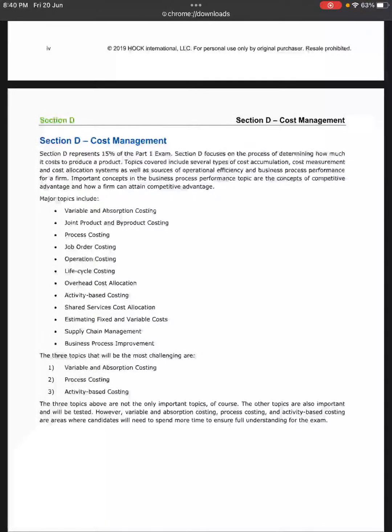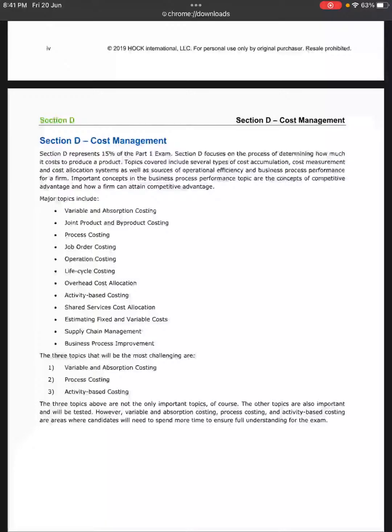These topics cover the several types of cost accumulation, cost measurement, and cost allocation systems. Cost accumulation means the source of cost, right? What are the sources of cost? And cost measurement means how can we measure that cost, either in units or in numbers. That is cost management. And cost allocation system means how can we allocate the cost.